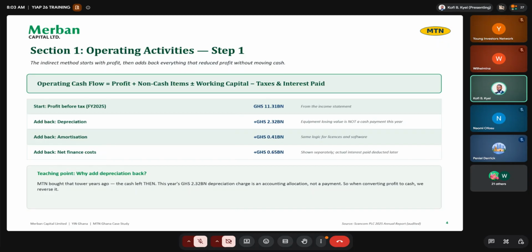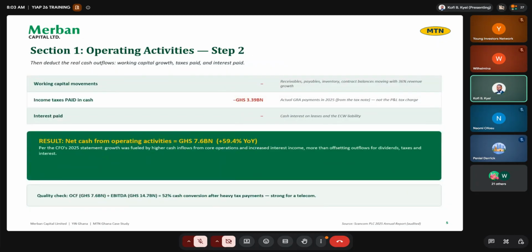The operating cash flow section continues with working capital movement, income tax paid in cash, and interest paid. Everything, as I mentioned, is captured in the operating activity. The net cash from operating activity for MTN is 7.6 billion.